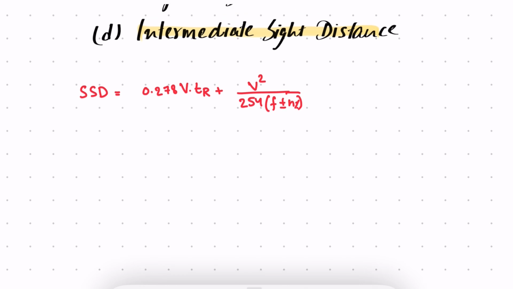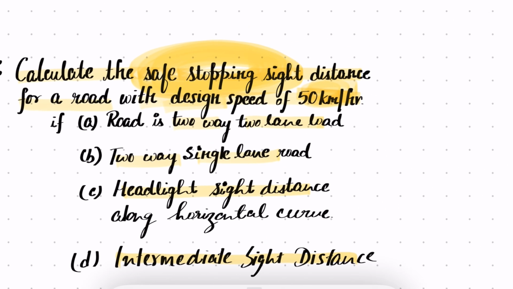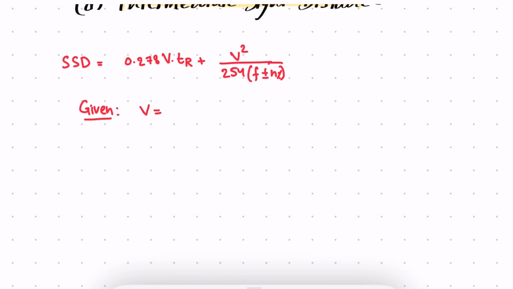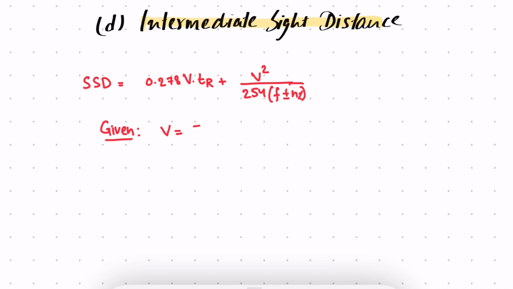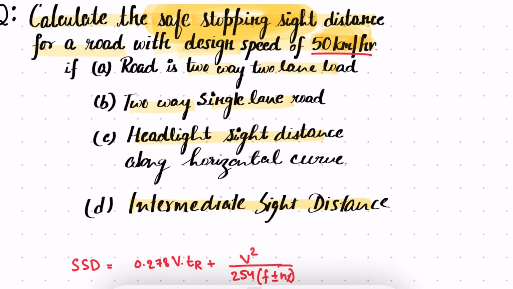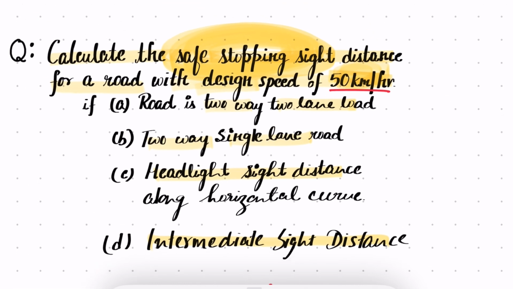Now if we see the given parameters in the question, what is the value of velocity being given to us? The velocity is given as 50 kilometer per hour, so we will take the velocity as 50 kilometer per hour. What is the reaction time that is given to us? If you look into the question, the reaction time we have not been given, right?